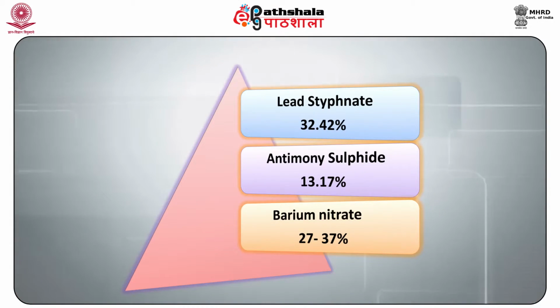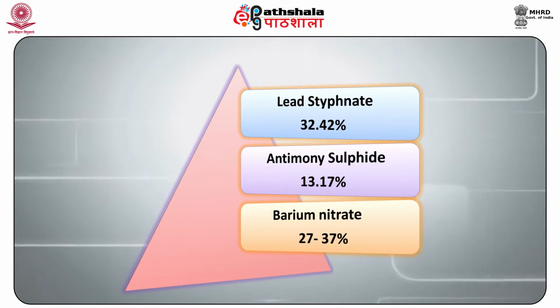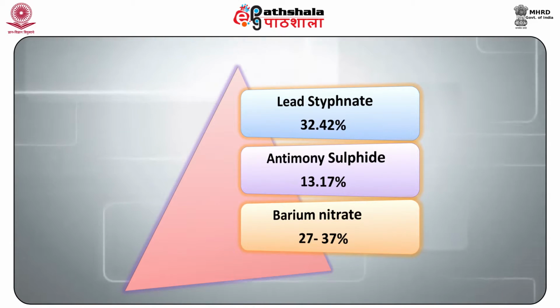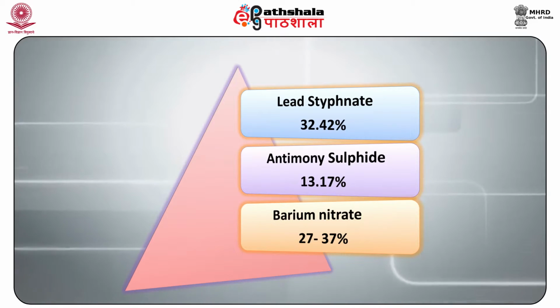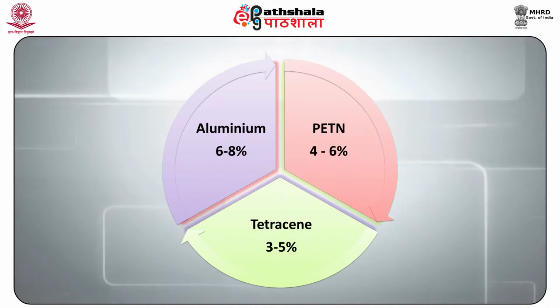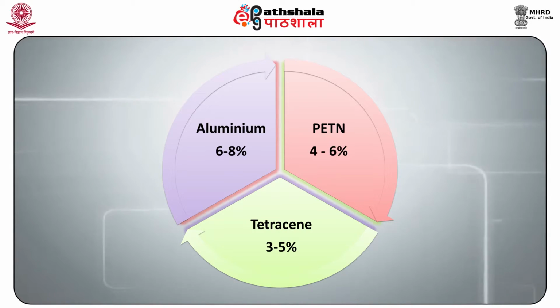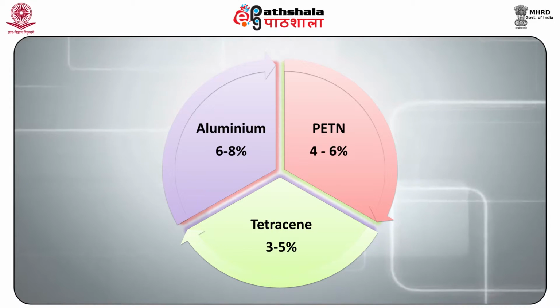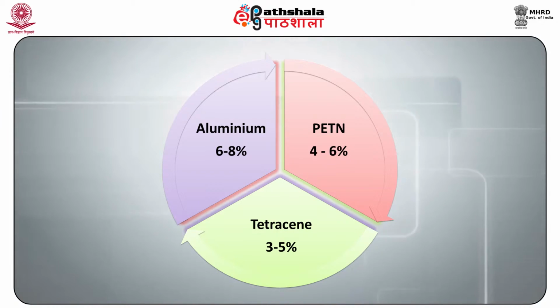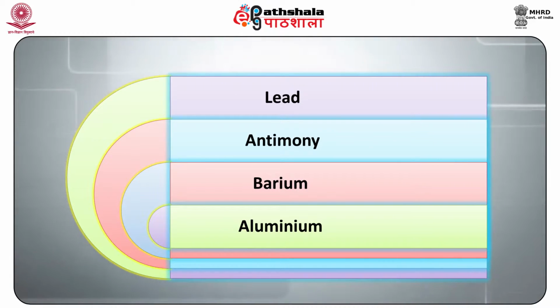Now in India, the new primer composition being used is lead styphnate 32.42%, antimony sulfide 13.17%, barium nitrate 27 to 37%, PETN 4 to 6%, tetracene 3 to 5%, and lastly aluminium 6 to 8%. Thus, the elements present in the GSR would be lead, antimony, barium, and aluminium.